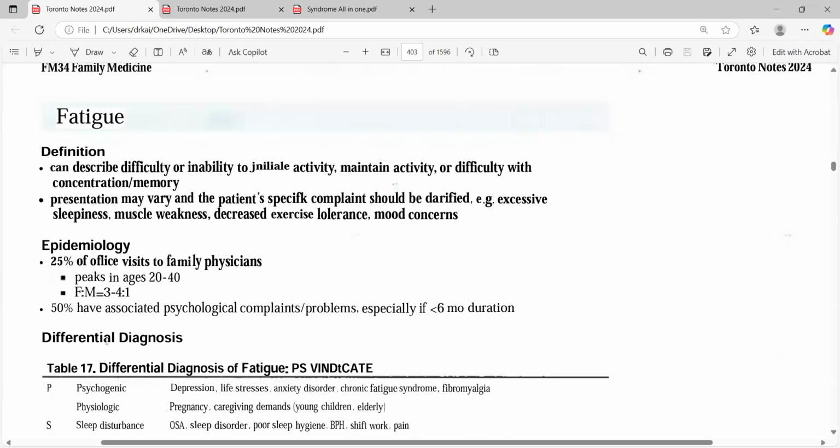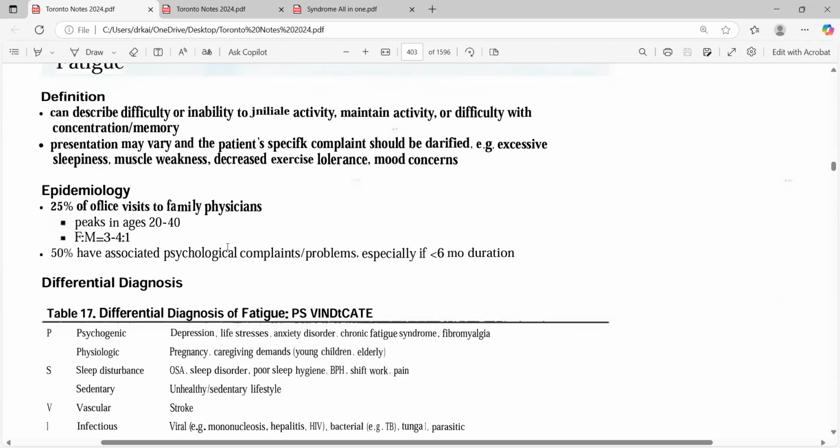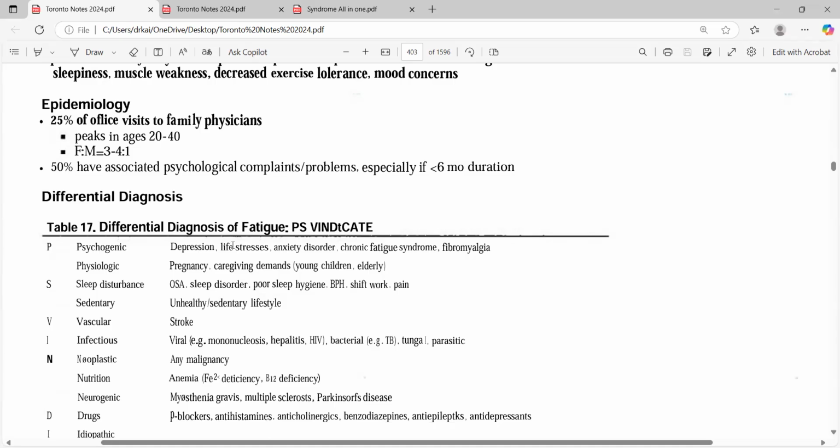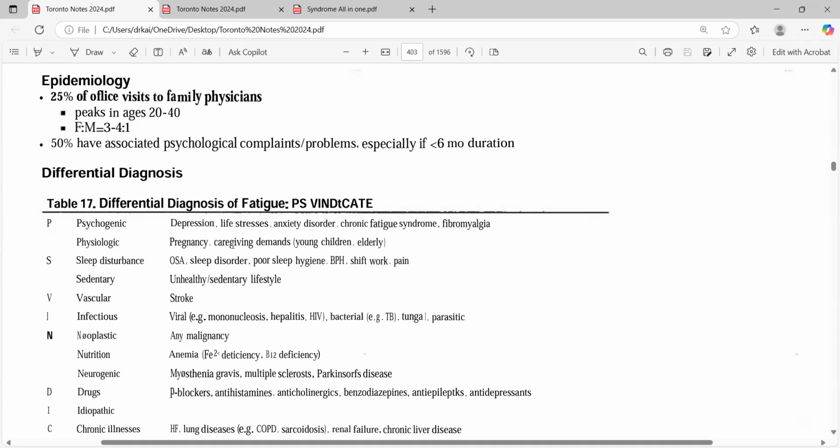Then comes fatigue. Fatigue is very common, especially in females, and they can present with vague symptoms. In that case, it's mainly psychogenic or psychological, but we do blood work for everything, especially which one? Vitamin B12. So please keep it in your head. Nutrition is one of the most important ones. Then comes the other lifestyle factors, sedentary, poor sleep, anything could be there.